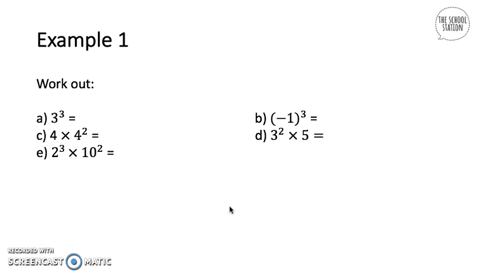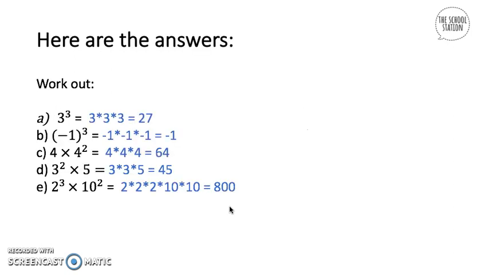Alright guys, so I hope you guys have tried these questions out, and here are the answers. So basically we have 3 to the power of 3. We obviously know that that would basically repeat. So 3 times 3 times 3 is 27, and then minus 1 to the power of 3. So basically we would be doing minus 1 times minus 1 times minus 1.